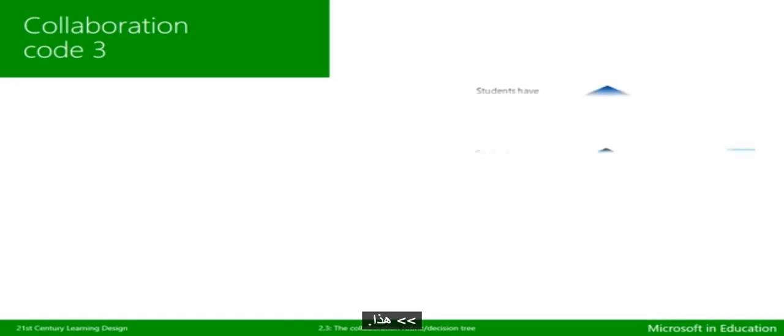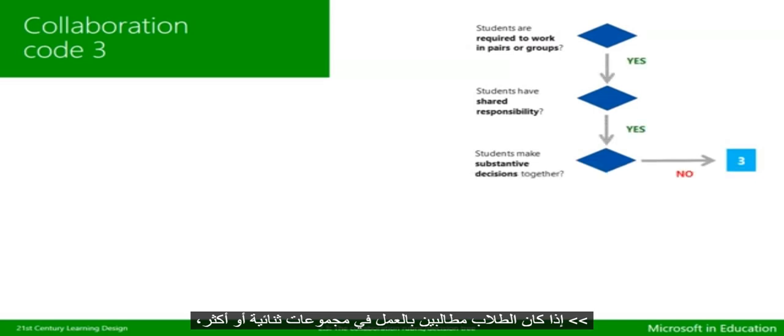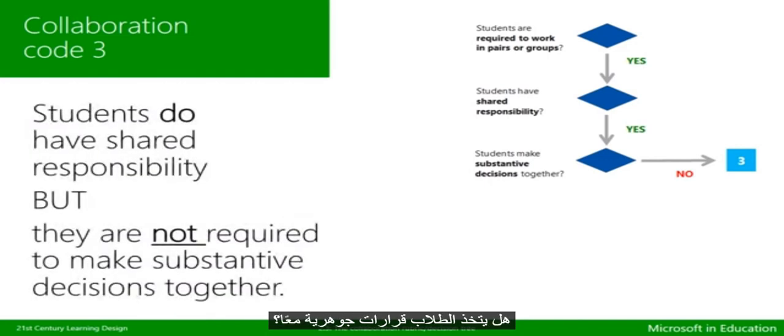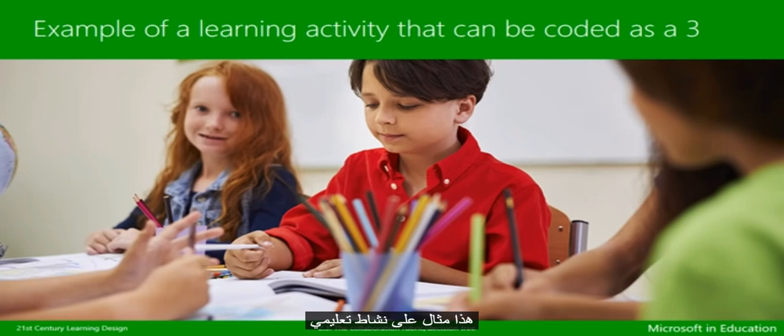If students are required to work in pairs or groups and have shared responsibility, I must move to the next question. Do students make substantive decisions together? If the answer is no, the learning activity is coded at a 3. This means students do work together, they do have shared responsibility, but they are not required to make substantive decisions together. This is an example of classroom activity that can be coded as a 3.